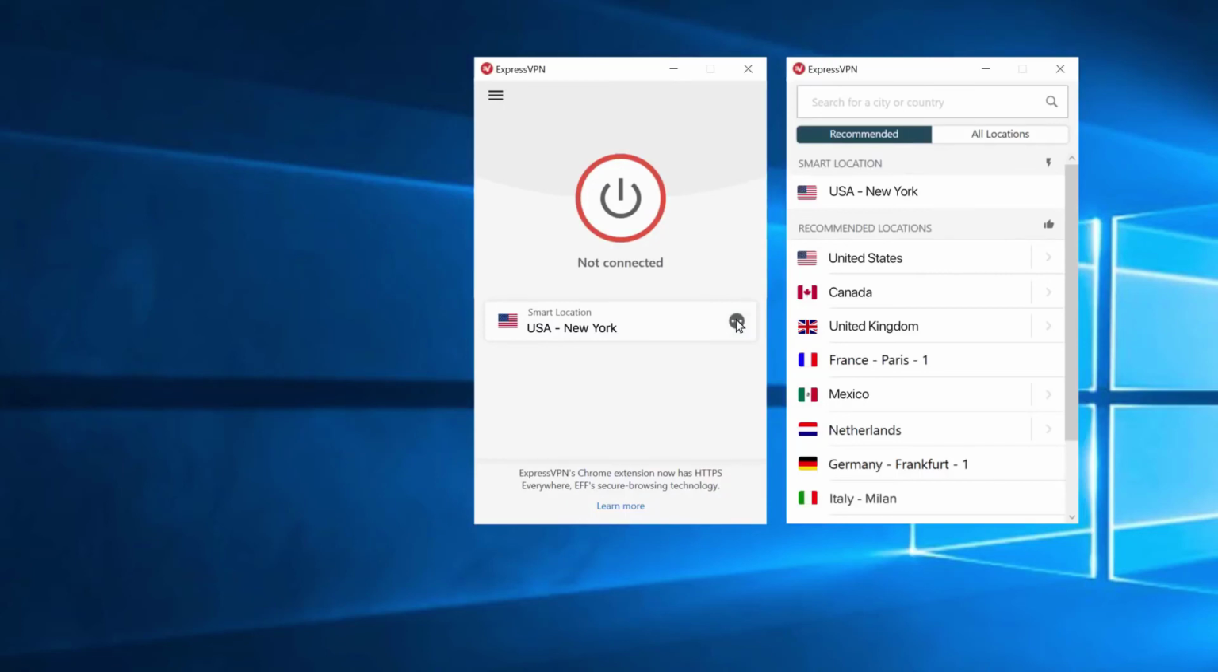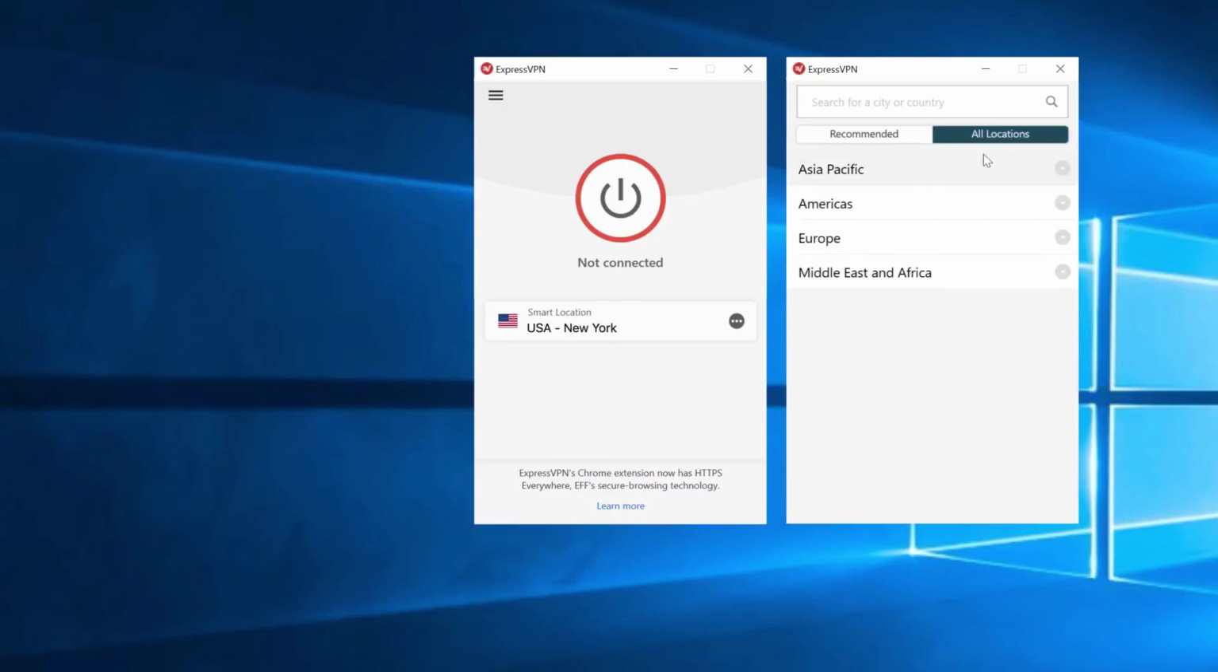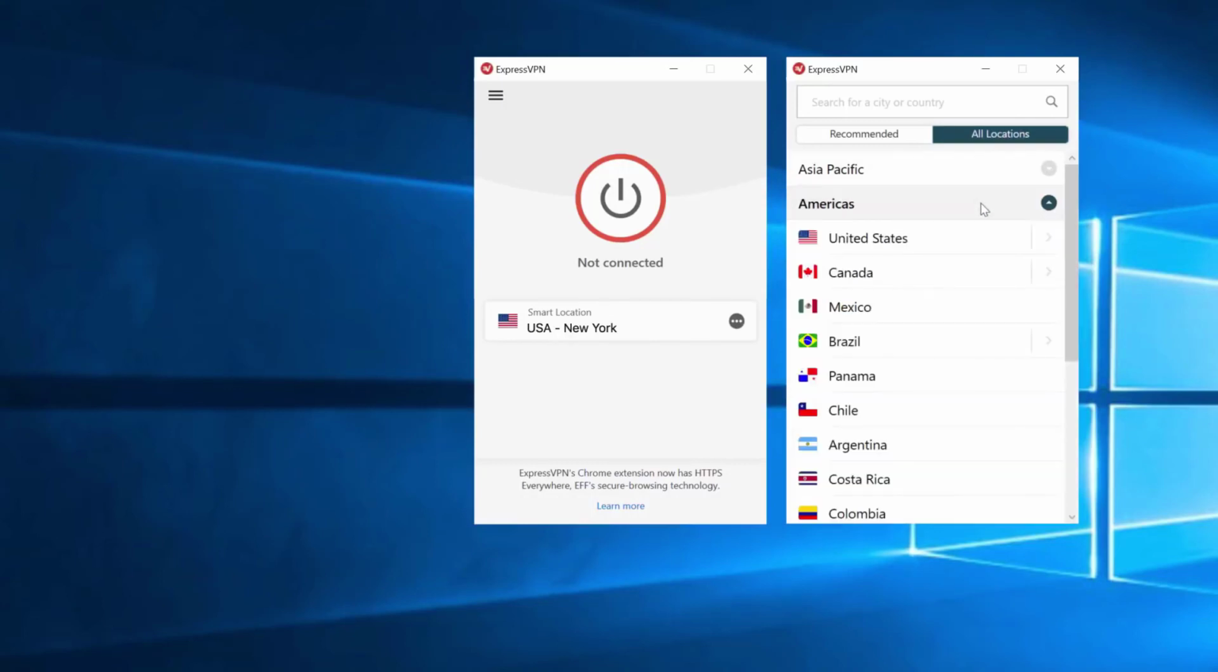ExpressVPN may be an expensive choice, but we think it's worth every penny. It's a feature-rich service with amazing customer service and rock-solid security. Try it for yourself and test out its new lightweight protocol for a faster and more secure VPN experience.